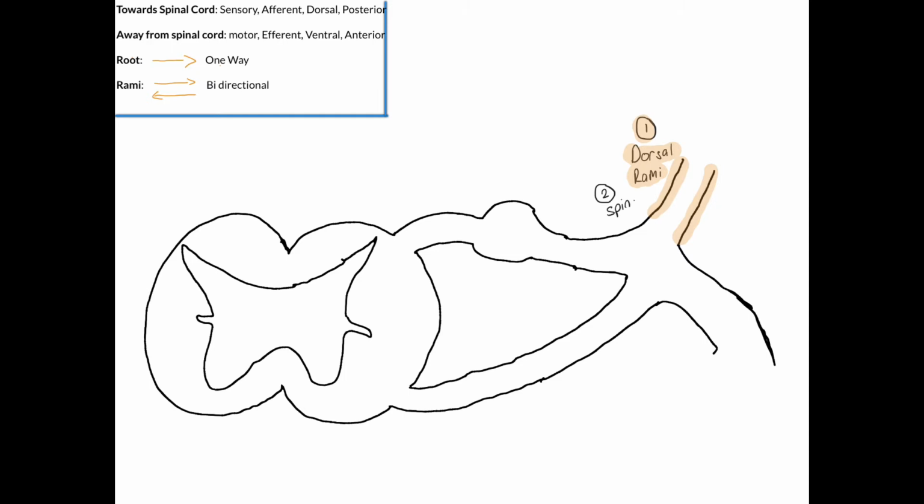2, the spinal nerve. 3, the dorsal root ganglion. 4, my dorsal root. 5, my dorsal horn. I've highlighted pathways going towards the spinal cord.